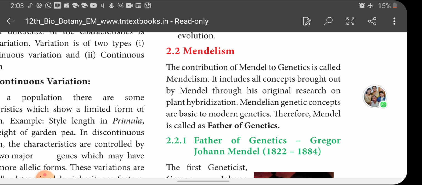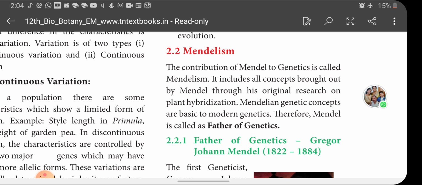So before the 18th century, nobody knew that genes are responsible for the conduction of characters from parents to offspring. Different scientists gave different concepts regarding that. After Mendel's discovery only, it was known that genes are responsible for the characters, and that characters are inherited from parents to offspring. Hence he is called what? Father of genetics.